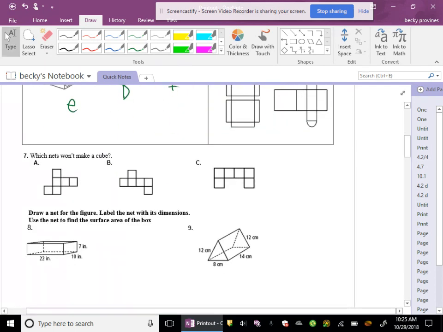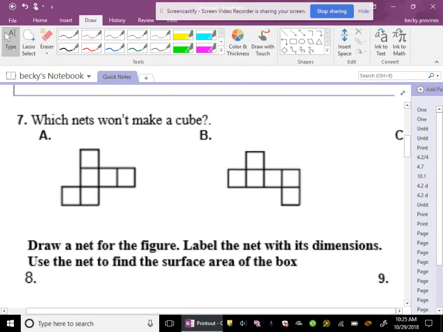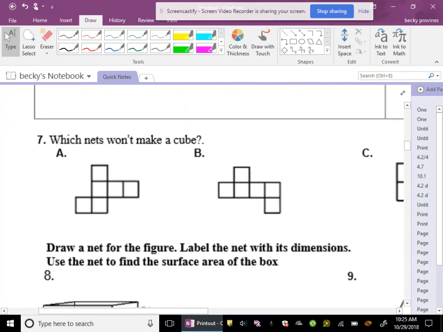Okay, so which net won't make a cube? Again, this is something you have to visualize, so it's very hard to teach someone to do this. The way that I do this is I visualize one of them is the front. So like this would be the top and this would be the bottom. If this is the front, this would be the right, and this would be the back. And then this one could flip over and be the left. So this one works.